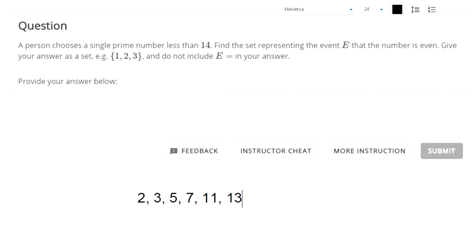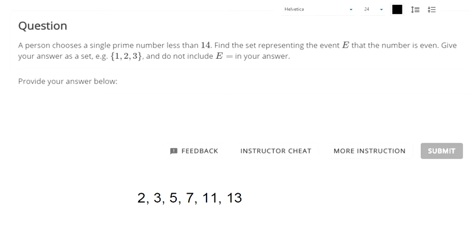A prime number is a number that has factors of just 1 and itself, meaning a number is not a prime number if you can divide it by 2. If you divide by 3, those are qualities that make something a composite number, not a prime number. So those are all the prime numbers that are less than 14.